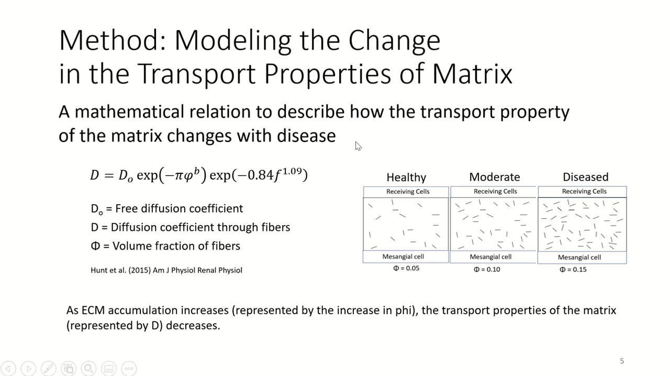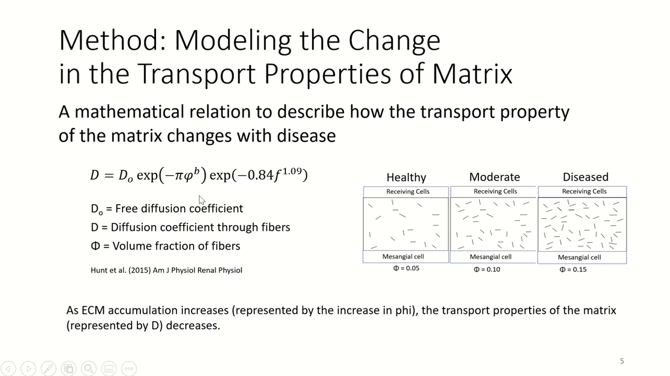One of the first things we had to do is come up with a mathematical relation to describe how the transport property of the matrix changes with disease, because cellular communication within the mesangium, or paracrine signaling, occurs through diffusion. The mathematical model that we used was a well-validated model that describes the relationship between the diffusion coefficient and the volume fraction. Here D naught is the free diffusion coefficient, D is the diffusion coefficient through the fibers, and phi is the volume fraction of the fibers.